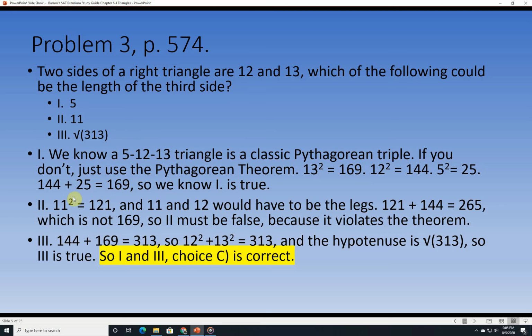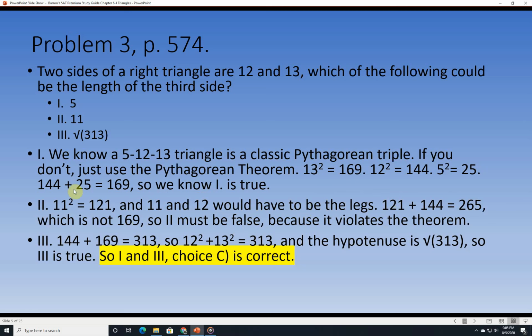Number 2: 11 squared is 121, and 11 and 12 would have to be the legs, because 13 would be the longest. Well, 121, which is 11 squared, plus 144 is 265, and that's not 169, so 2 must be false because it violates the theorem.